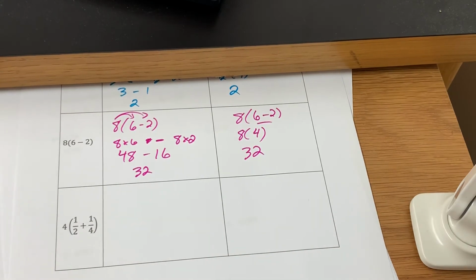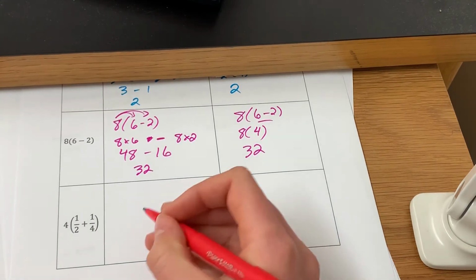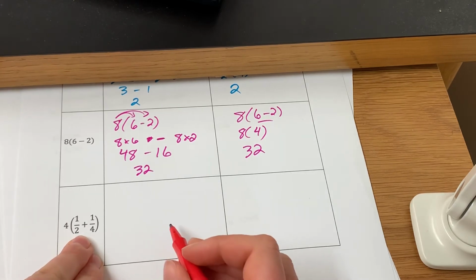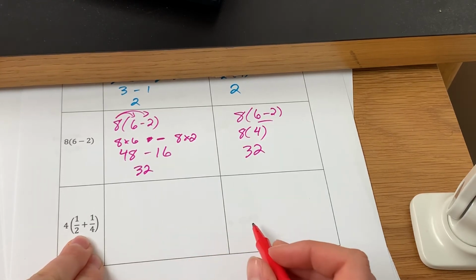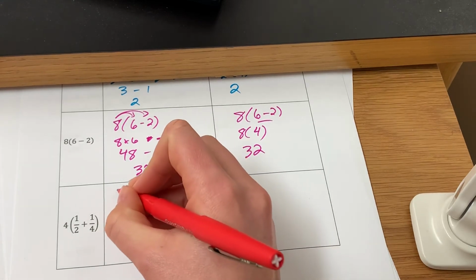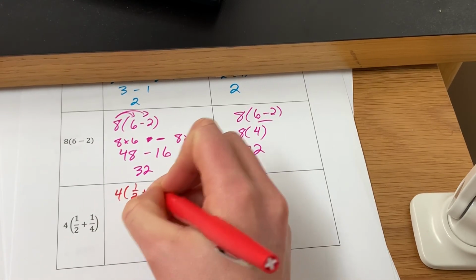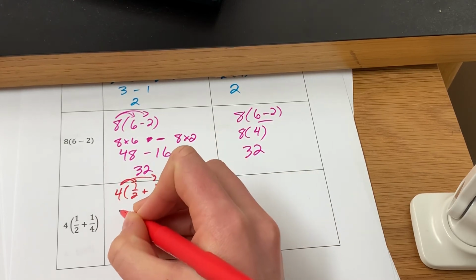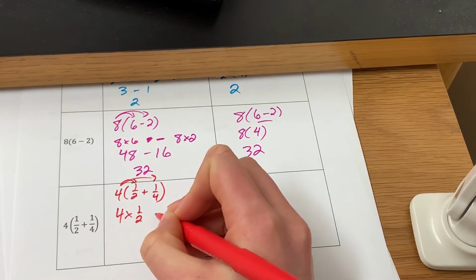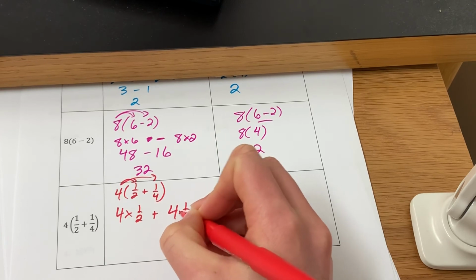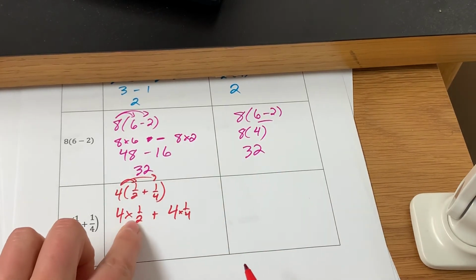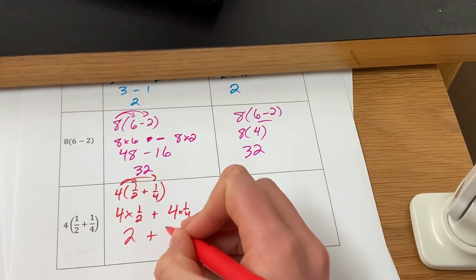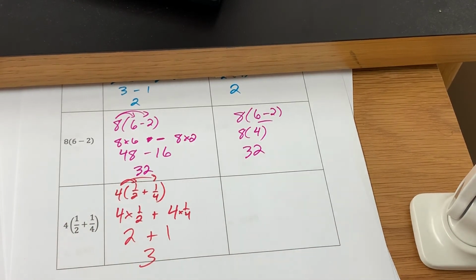And the last one looks more intimidating than I think it'll end up being, and I think we'll see how actually in this problem, distributive property is going to be easier and nicer than order of operations, I think. So we have 4 times a half plus a quarter. So I'm going to multiply to both pieces. So I've got 4 times a half plus 4 times a quarter. Well, what's half of 4? 2. What's a quarter of 4? 1. 2 plus 1 is 3.